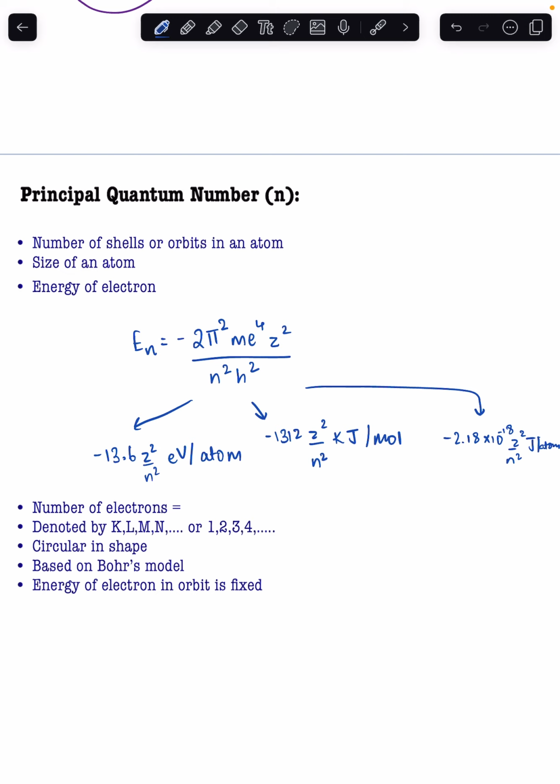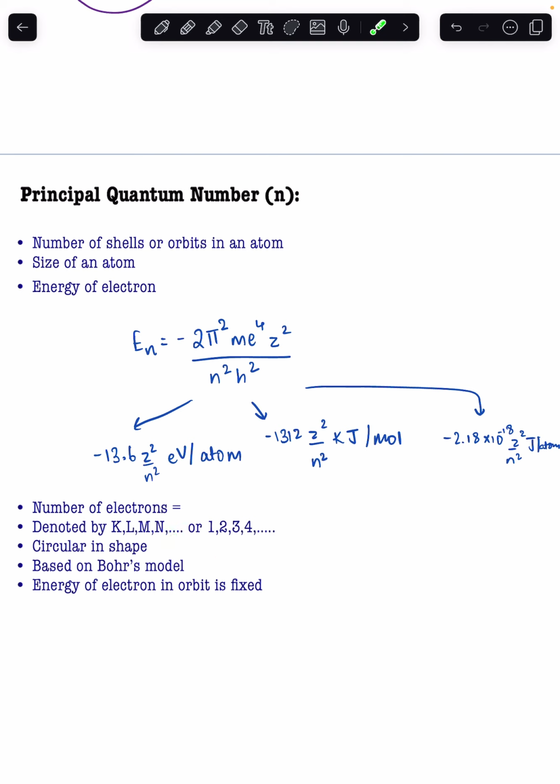Okay, so the first quantum number that we need to learn about is the principal quantum number. Now I have written all the important points that I think are necessary for the principal quantum number. It basically tells you the size of an atom, because of the number of shells or orbits. They are exactly the same thing, do not confuse them. The more shells or orbits in an atom, the larger the size, right? They are circular in shape. It's based on Bohr's model.